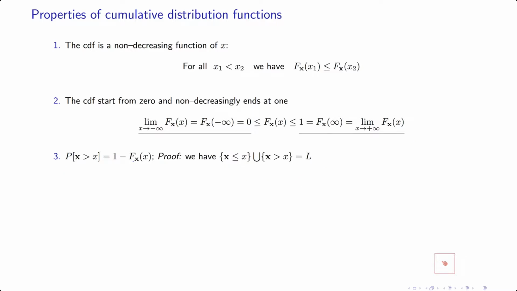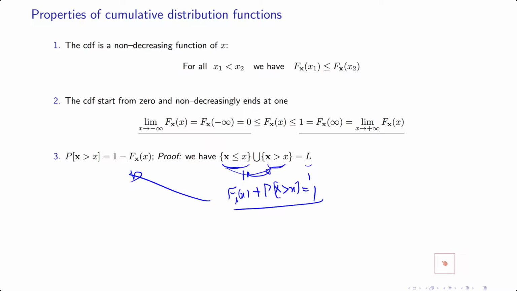The proof is, you can write it this way. You could say the event X is smaller than or equal to x, union the event X bigger than x, and the intersection between these two is empty. The probability of their union is the sum of the probabilities, so the probability of the union is 1, the probability of this one is the CDF FX of x, plus the probability of X bigger than x, so this shall be equal to 1, and from here you could prove this one.